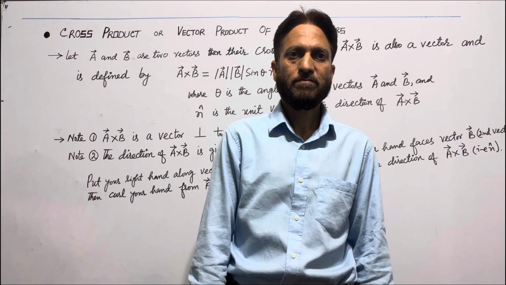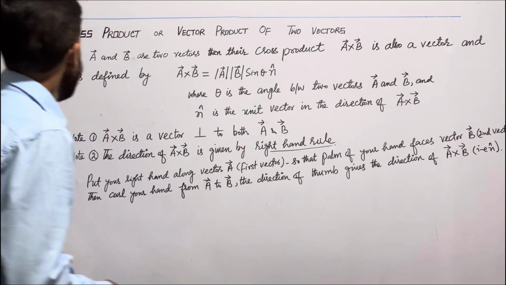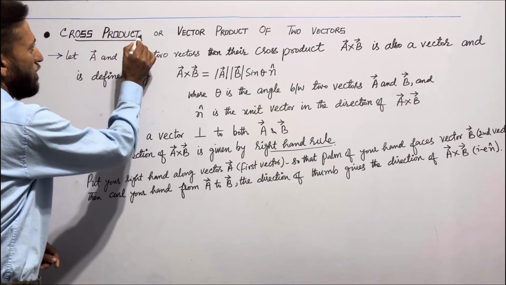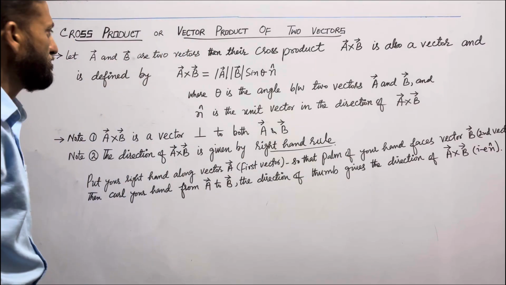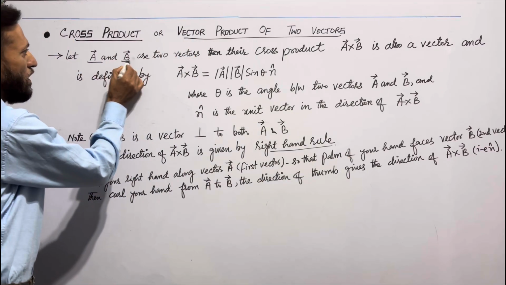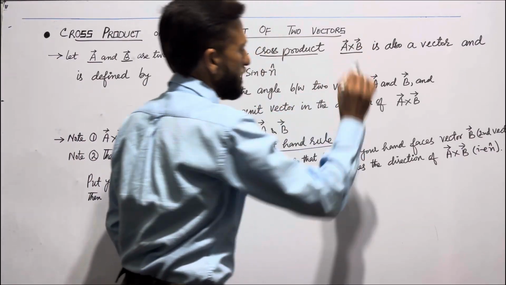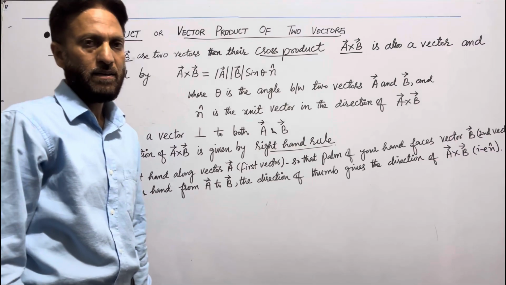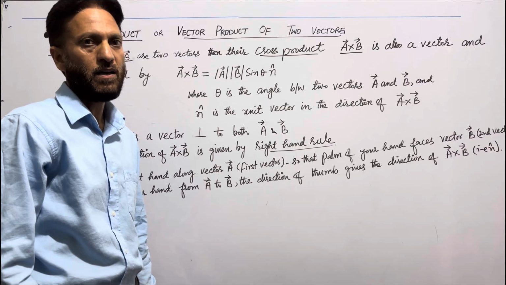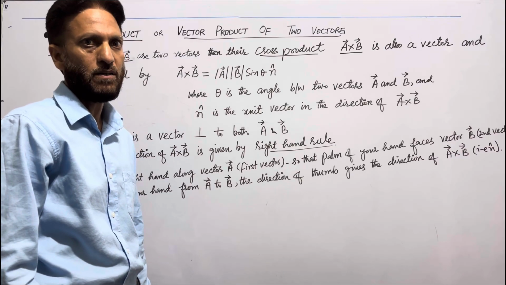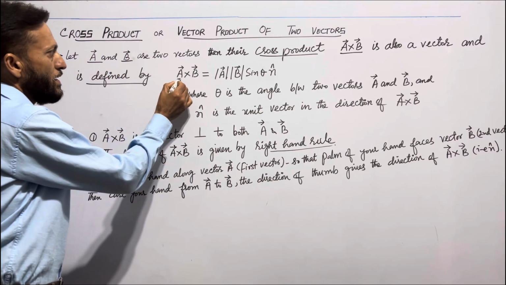Let us define cross product or vector product of two vectors. Cross product or vector product of two vectors is defined as, let A and B are two vectors, then their cross product, which is denoted by A cross B, is also a vector. Remember, my dear students, when we take cross product of two vectors, it is also a vector quantity. Hence, cross product is also known as vector product and is defined by A cross B.